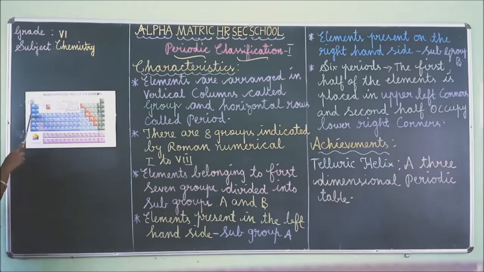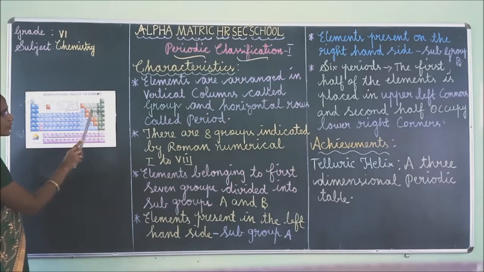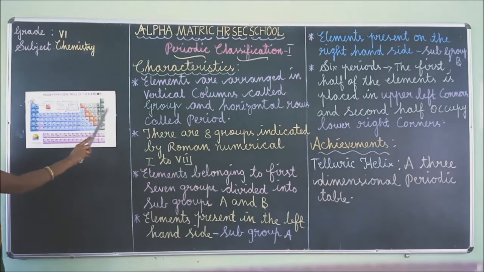Next we can move to the third period. The third period also contains 8 elements. This is also a short period because only 8 elements are present, starting from sodium, magnesium, aluminum, silicon, phosphorus, sulfur, chlorine, argon. So 8 elements are present in the third period, starting from sodium to argon, right?